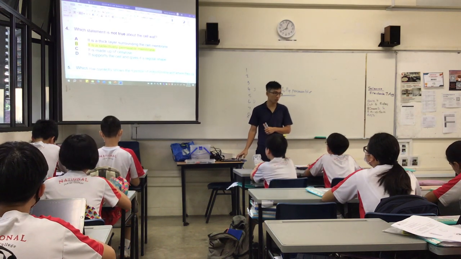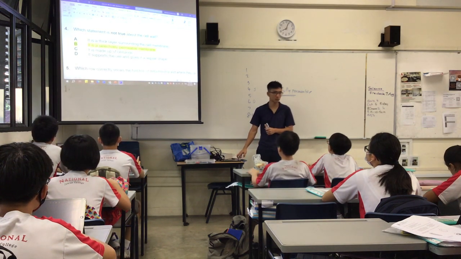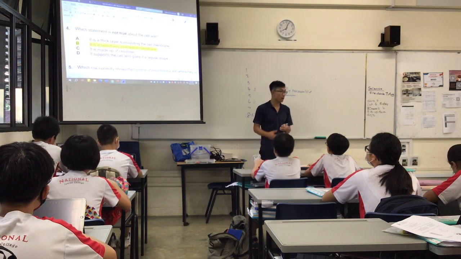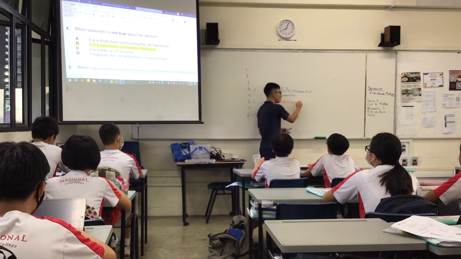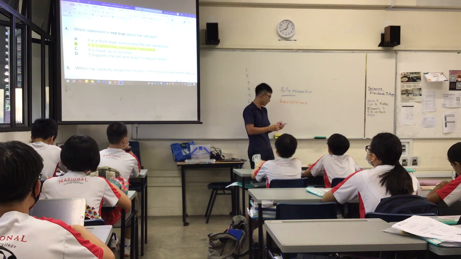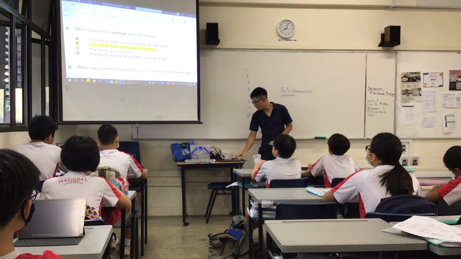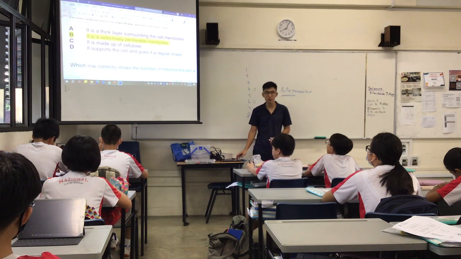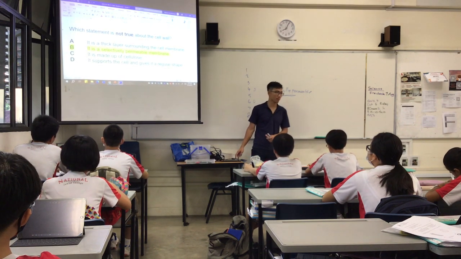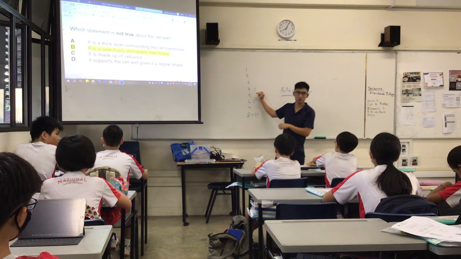Next, C, it is made up of cellulose. This is correct. Cellulose is kind of like a fiber you find in your vegetables. That's the thing you cannot digest. But there are a lot of animals that can digest it, herbivores. Cows, sheep, horses can digest cellulose, but not you. So for yourself, you just poop it out. Last one, it supports the cell and gives it a regular shape. This is true. So B is the only untrue statement. Okay?